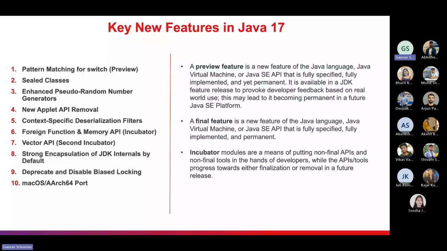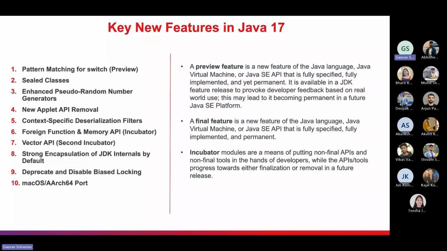Okay. And we also have the final feature. A final feature is a new feature of the Java language or Java machine that is fully specified, fully implemented, and permanent as well. This feature is fully tested with all the users and the Java community. And the last one we have is incubator. An incubator feature is under development, or we can say in dev state. It is in the testing phase. That is what we call incubator.